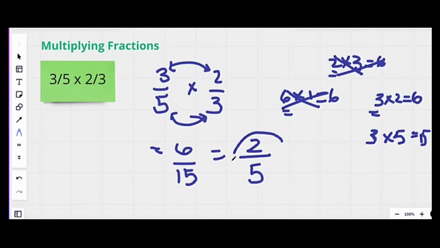So this is our final answer when we're trying to multiply 3 over 5 times 2 over 3. Again, you multiply the numerators against each other and the denominators against each other. It gives us 6 over 15. We can reduce that to its lowest terms, which is 2 over 5, and we did that by finding a number that gives us a 6 and a 15. We know that 3 times 2 is 6 and 3 times 5 is 15.